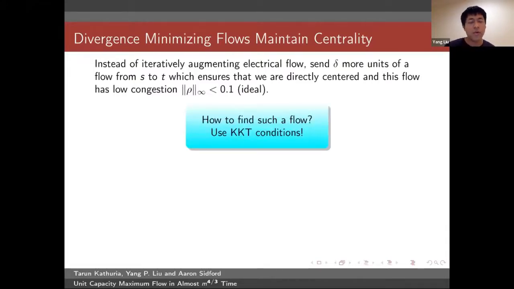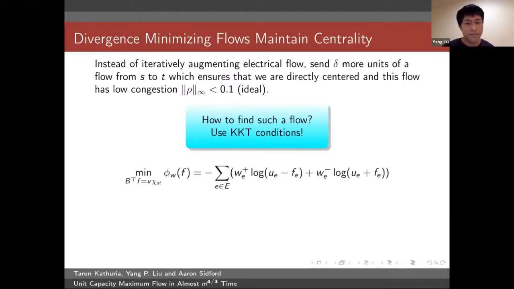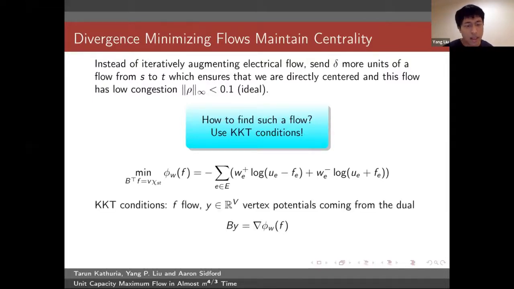To define this flow, we're going to use the KKT conditions and set up some Bregman divergence problem. More precisely, let's define this log barrier, or this potential function phi. Then the KKT conditions say that if you have a flow f, it minimizes this if and only if b y equals the gradient of phi.